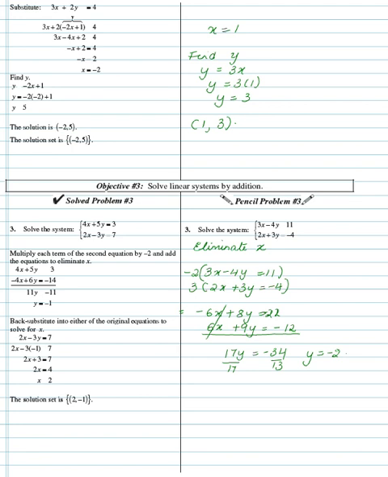Once I have y, I'm going to substitute back into any of the equations and find x. I'm using the first equation here. So 3x minus 4 times y, which is negative 2, is equal to 11. So 3x plus 8 is equal to 11. 3x is equal to 3. X is equal to 1. So the solution set here is (1, negative 2).